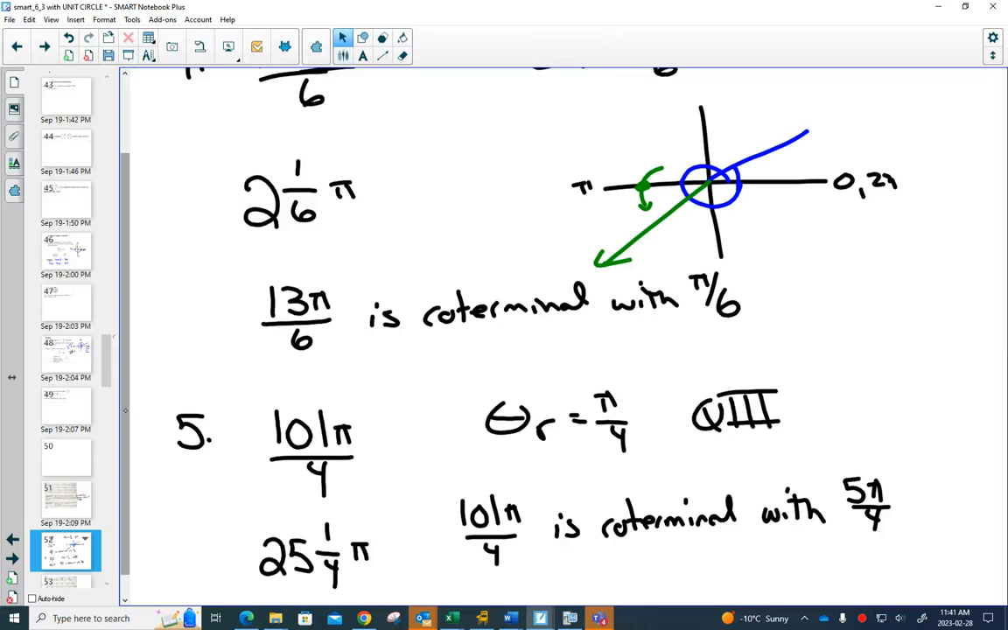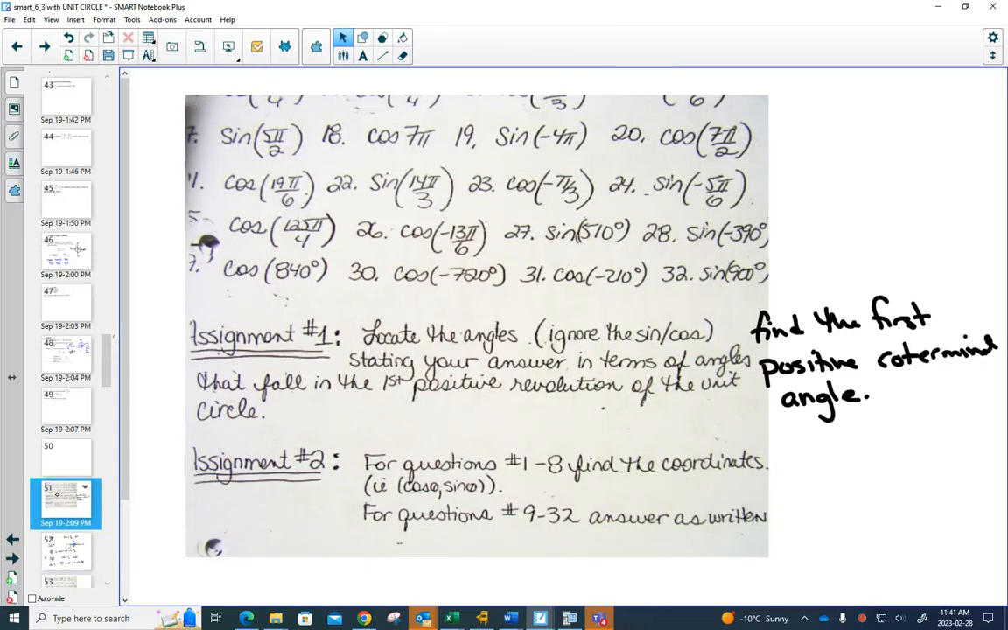Assignment 2 says, in assignment 1, it says also whenever there's sine and cos, you can ignore that. Just think about the angles for assignment 1. The sine and cos is there for assignment 2. In assignment 2, it says, for questions 1 to 8, find the coordinates on the unit circle. And for questions 9 to 32, actually solve what is sine of 14 pi over 3. So it's going to practice your unit circle, which you're going to be having to have memorized for tomorrow.